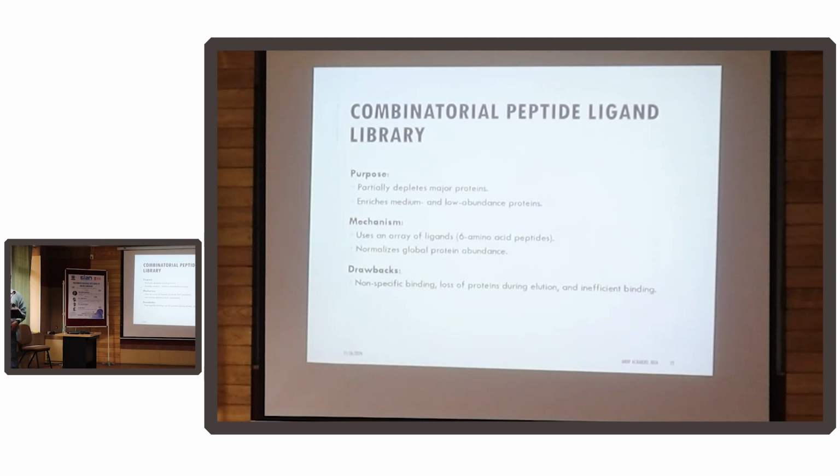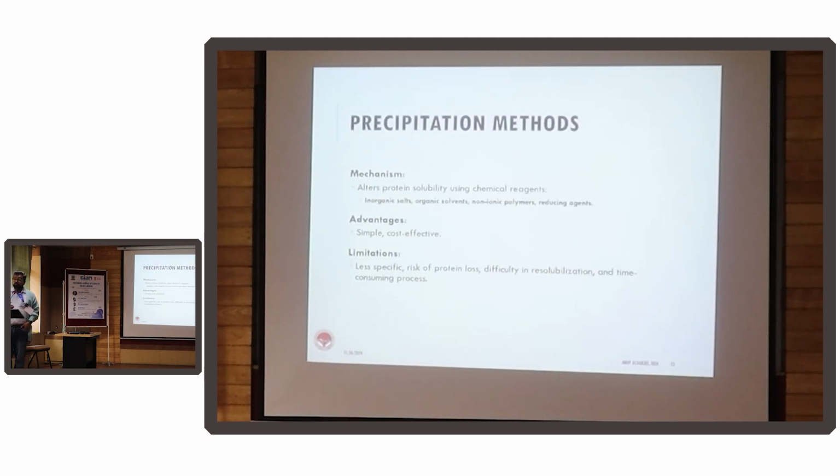Other methods can be precipitation methods. So you can use organic salts, inorganic salts, organic solvents, non-ionic polymers, reducing agents. So you have multiple methods to work with plasma. Precipitation is one. The paper I was talking about from Professor Hanash's lab, they had used TCA to precipitate because they were working with more than 1,000 samples. So they had used TCA.